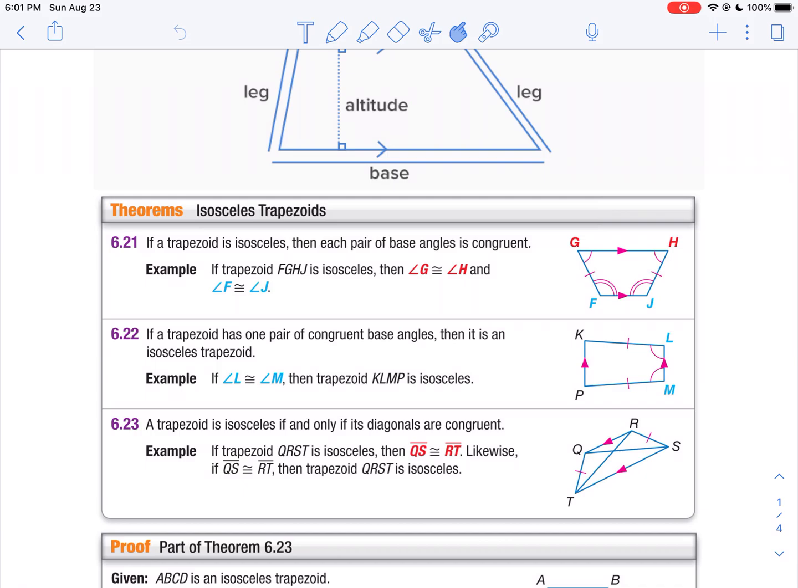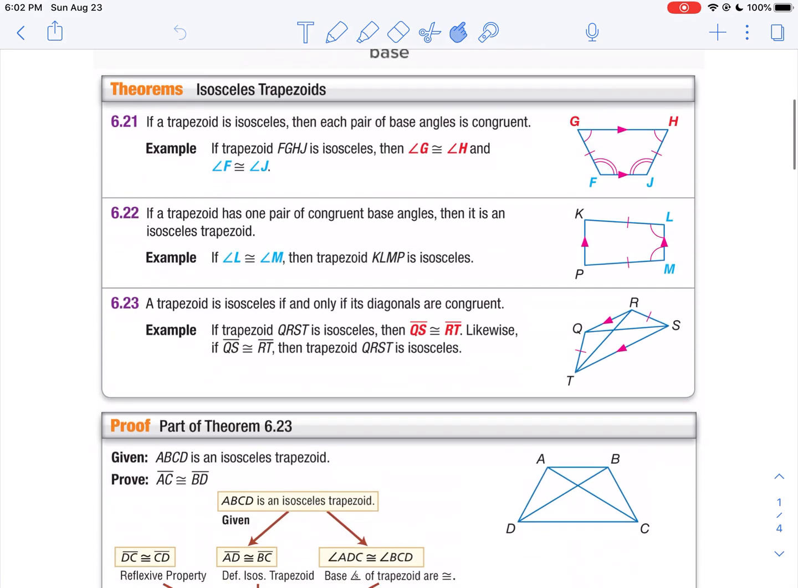And then the converse is true. If you have a pair of base angles congruent in a trapezoid, then it's isosceles. If you have an isosceles trapezoid, the diagonals will be congruent. However, they're not going to bisect, because bisecting would make it a parallelogram. They're going to be congruent, but they're not going to meet in the middle. Because if they meet in the middle, then it would be a parallelogram.